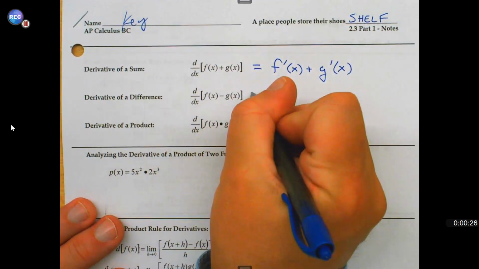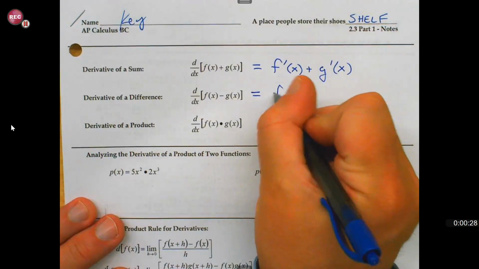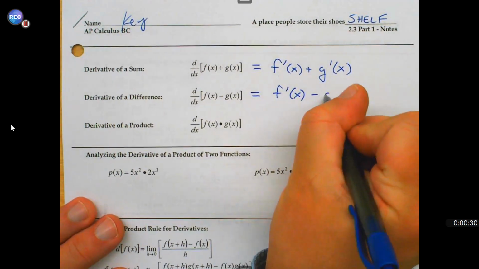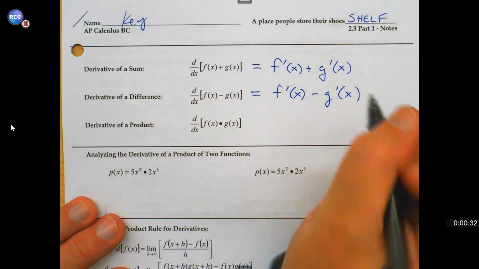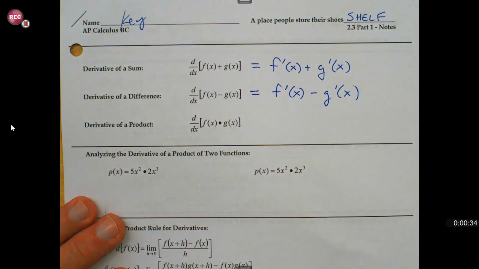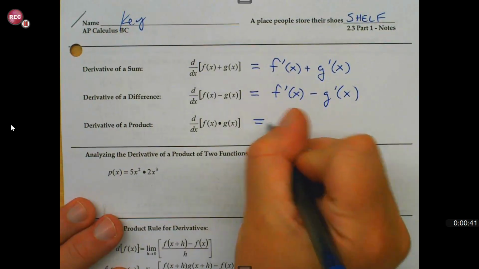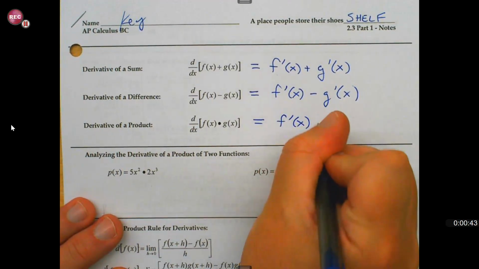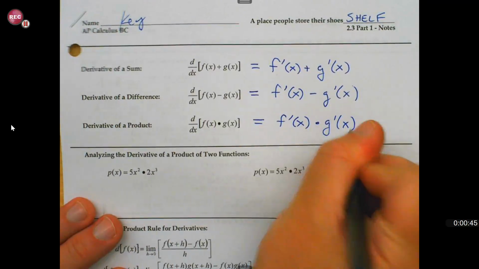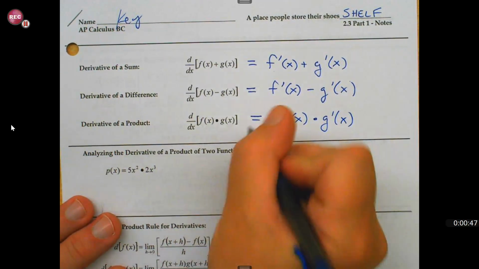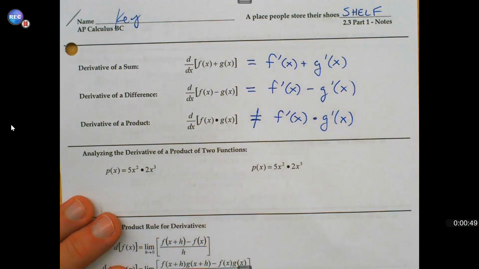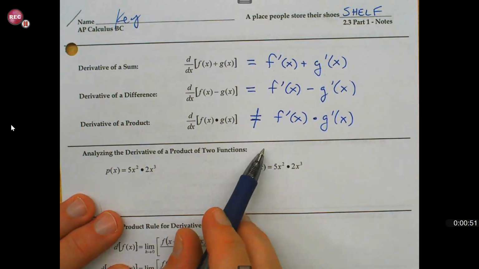That is also true for the difference of two functions. We'll get f prime of x minus g prime of x. And then people want to think that when we do the derivative of a product, it's simply just doing f prime of x times g prime of x. But unfortunately, that is not true. So make sure you write does not equal. That is a false statement.